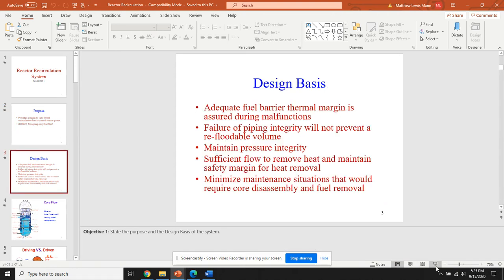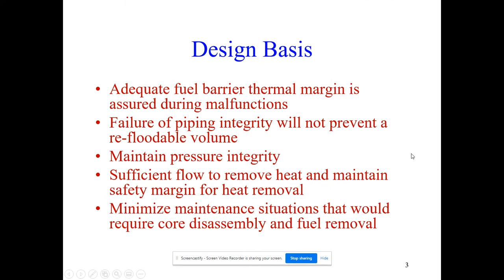So the design basis. Whenever you see this, this is what the engineers were thinking about when they built the system. They want to make sure that if there is a problem with the system, we are still able to cover the fuel with water. So if some of the piping falls off, it's not going to affect the ability to reflood the reactor. It's going to have to stand up to reactor pressure because it's attached directly to the reactor, and it can remove all the heat that's in there, and minimize maintenance because, of course, that system is going to be very close to the reactor. So the only time we can open it up is when the reactor is shut down.